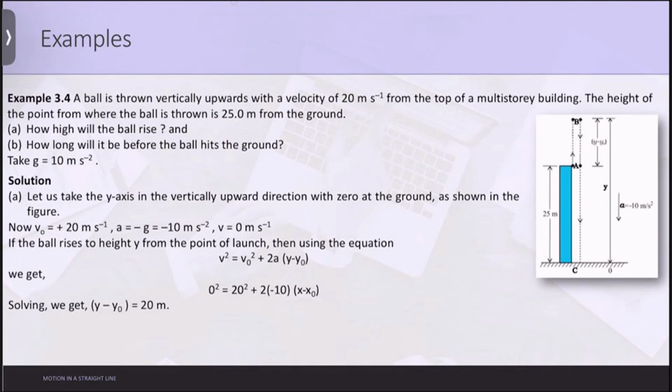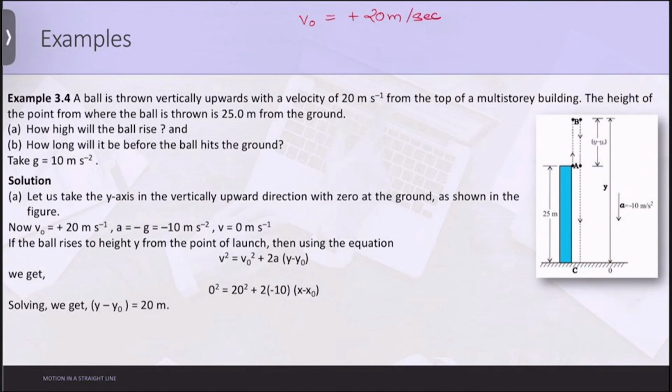Okay. So let us take the y-axis in the vertically upward direction with 0 at the ground. So we are taking 0 at the ground here. So any displacement which will occur or which we will find will be from this location here. So let us take the y-axis in the vertically upward direction with 0 at the ground as shown in the figure. So now v0 is given as plus 20, which I just explained to you also why it is plus 20. So v0 is equal to plus 20 meter per second.